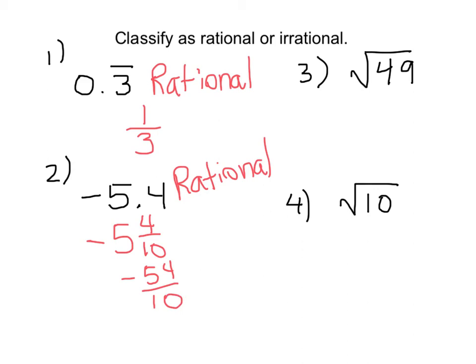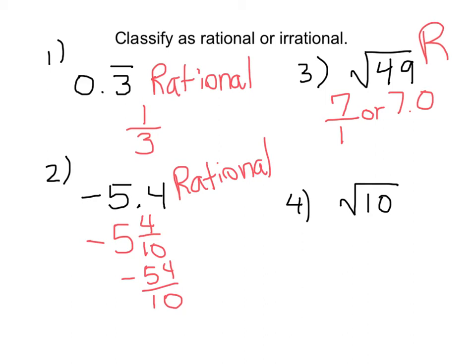Number 3, square root of 49. Well, the square root of 49, the positive root, is 7, which is the same as 7 over 1 or 7.0. So it's a fraction. It's also a terminating decimal. This is a rational number.